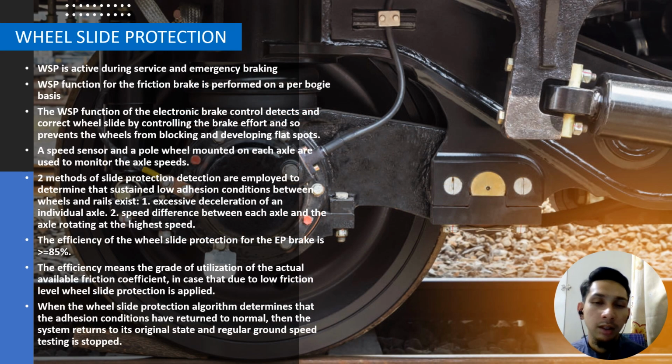Next, I will talk about the wheel slide protection. Wheel slide protection, known as WSP, is active during service and emergency braking. WSP function for the friction brake is performed on a per bogie basis. The WSP function of the electronic brake control detects and corrects wheel slide by controlling the brake effort, and so prevents the wheel from blocking and developing flat spots.